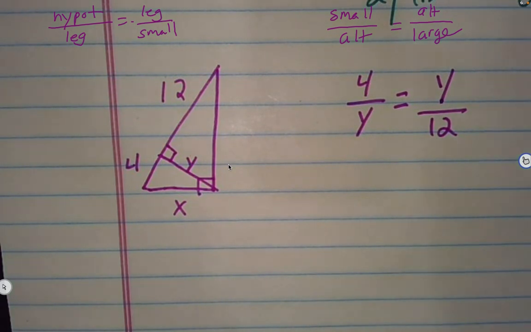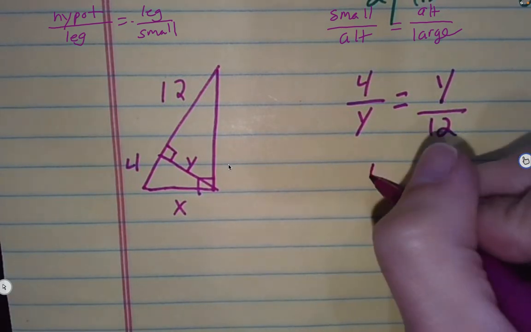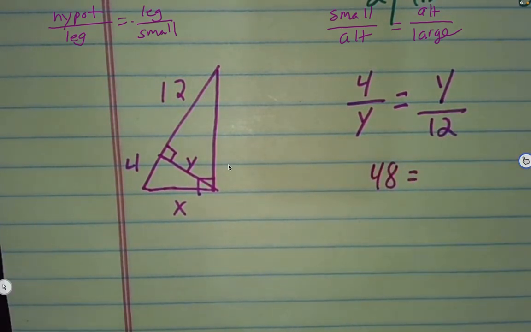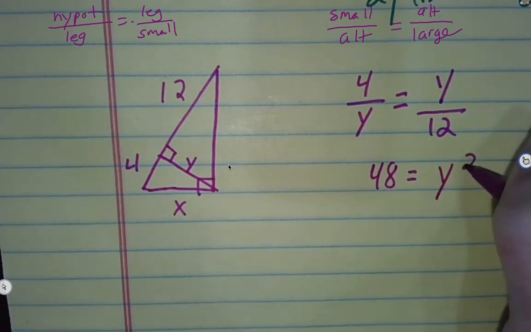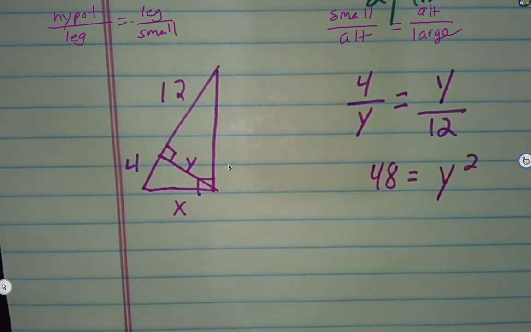Do y'all kind of see this? I don't know if these little notes I wrote up there help or not. All right, what's 4 times 12? 48. And what's Y times Y? Y squared. How do you find Y? How do you get rid of the square? You just square root it.